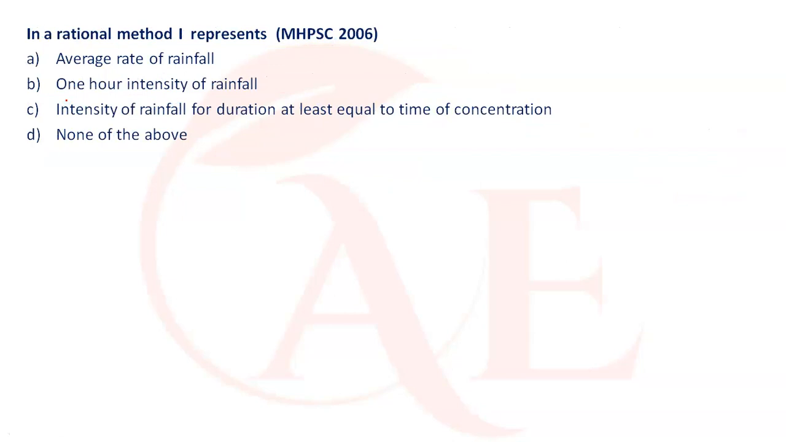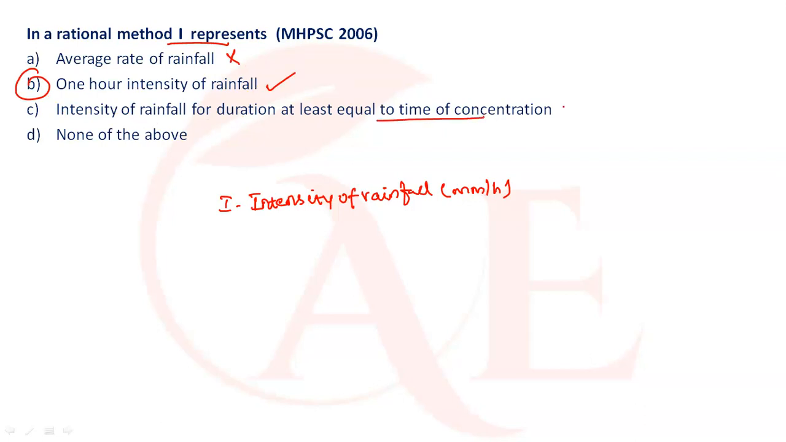Next question. In the rational method, I represents intensity. Intensity of rainfall, which is in mm per hour. Here it is not the correct answer. 1 hour intensity of rainfall, so option B is the correct answer. See option C, intensity of rainfall with duration at least. No, this is not the correct answer. So in the rational method, I represents the intensity of rainfall in mm per hour. Okay, next question.